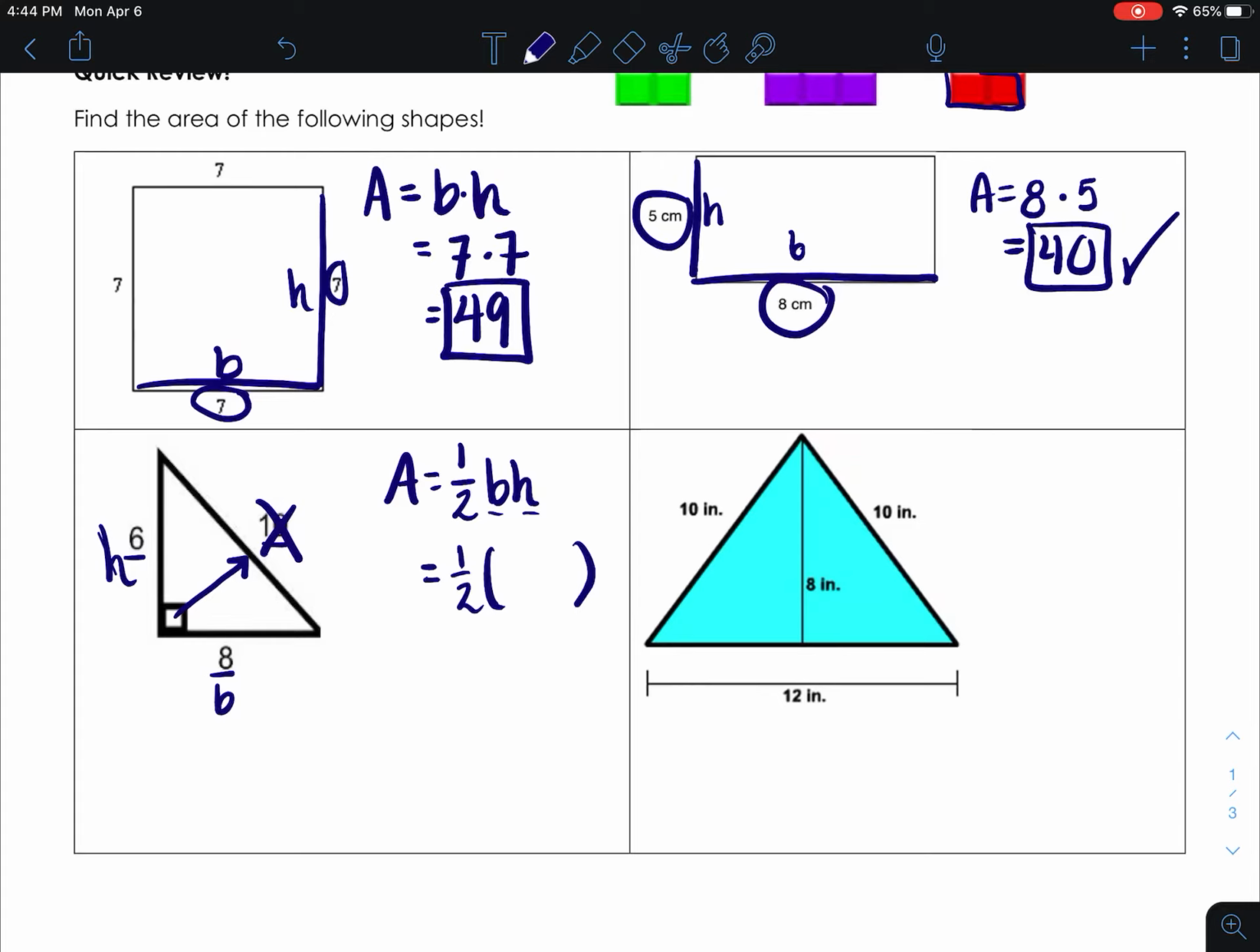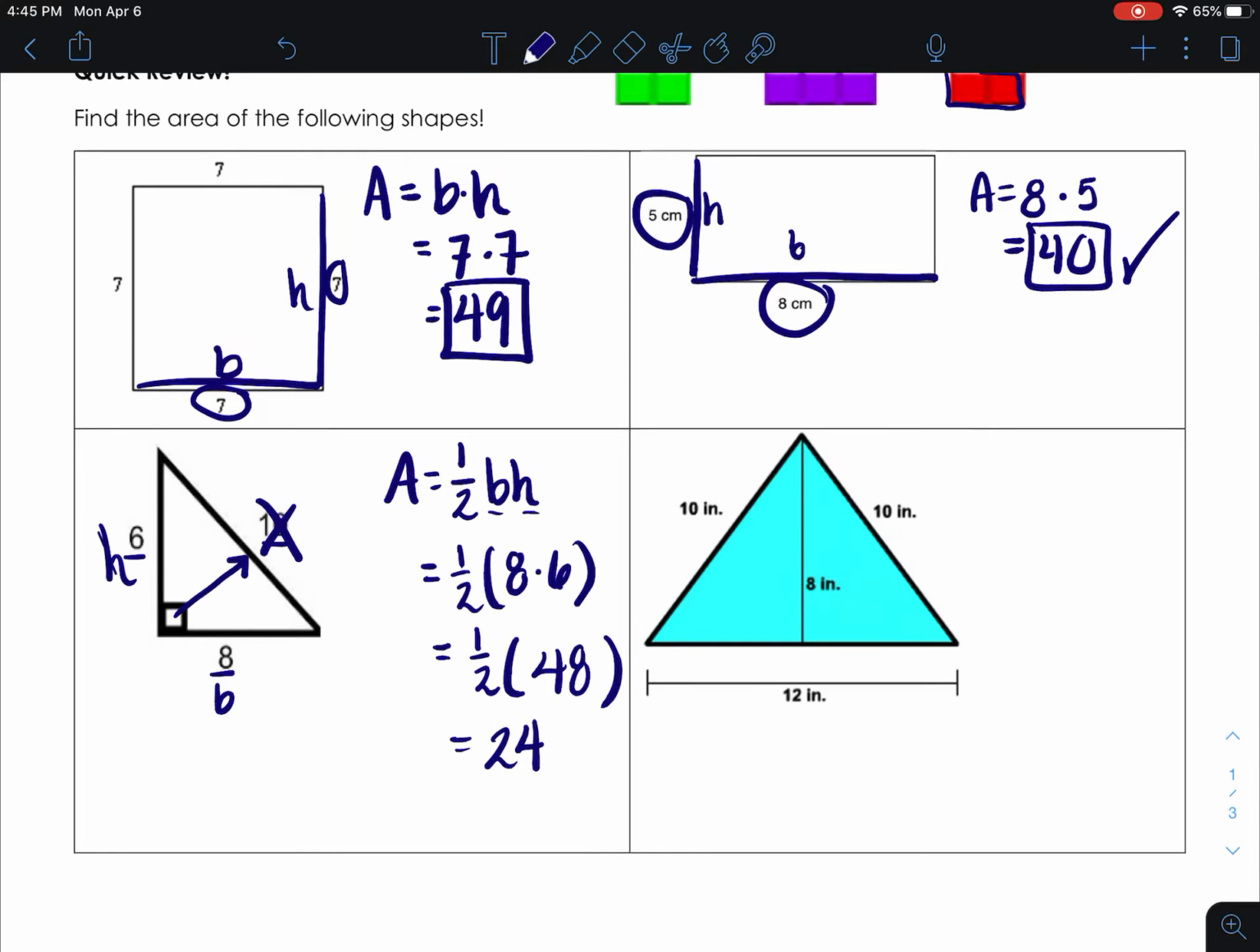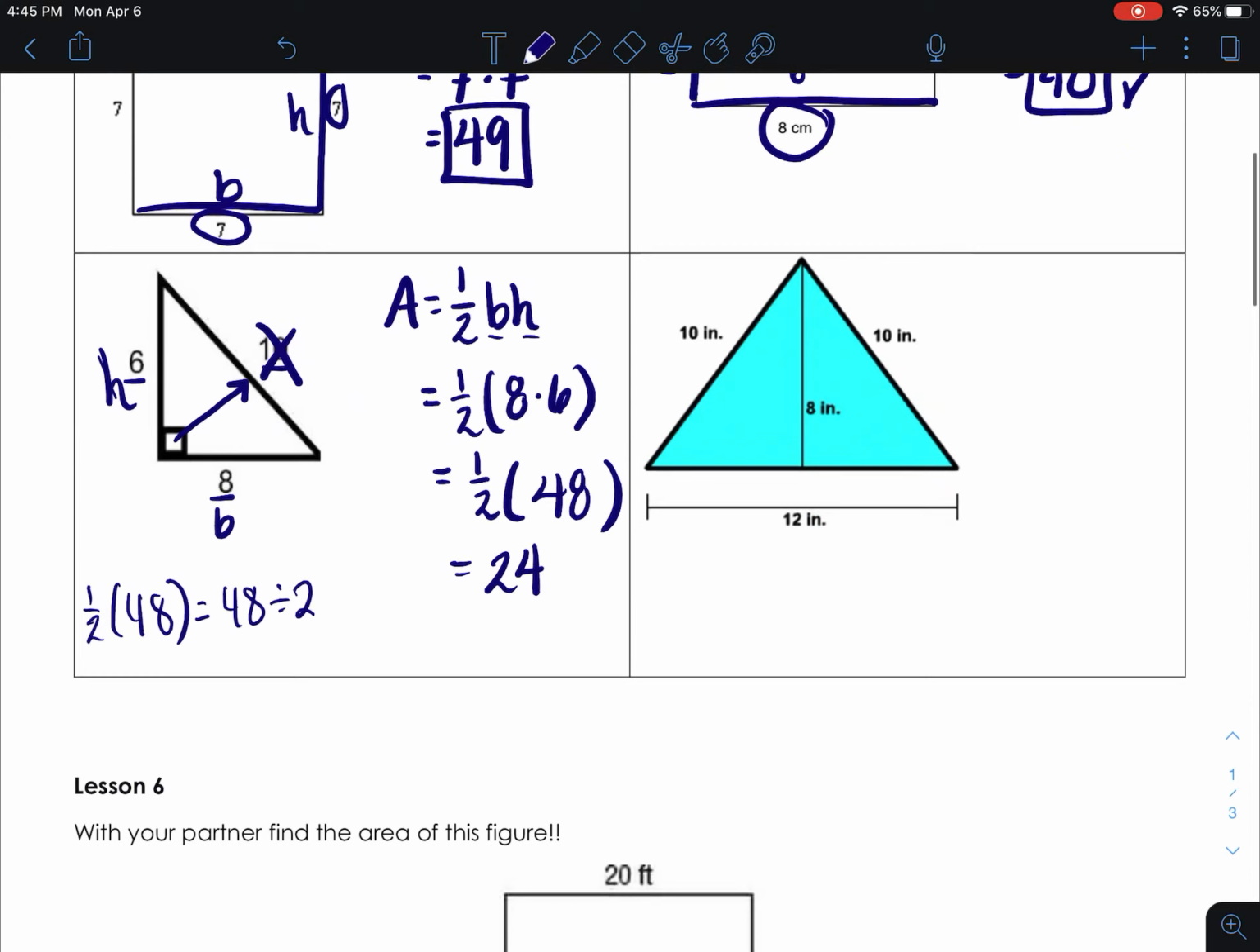6 times 8, or 8 times 6. Remember, it'll give you the same thing. So you can do 1/2 of 8 times 6, which is what? 48. And half of 48 is 24. If you're wondering how I got that, remember 1/2 of 48 is the same thing as saying 48 divided by 2. If you don't know that off the top of your head, you can always do the long division. 2 goes into 4 twice, gives you 4, 0. Bring down the 8, 2 times what gives me 8? That's a 4, so my answer is 24.